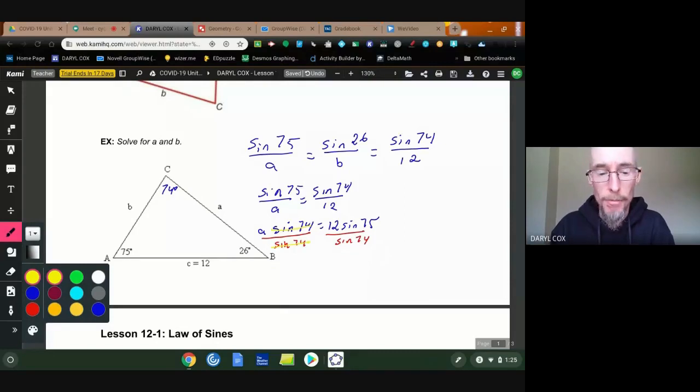Now notice, be careful here because you're not canceling out sine and you're not canceling out 74. This is all one thing. So I can't go sine and sine cancel. That doesn't make sense. It's like canceling plus and plus. It doesn't make any real mathematical sense. So when I do that, I'm going to now end up with A equals 12 sine of 75 over sine of 74. And I'm going to enter that into my calculator.